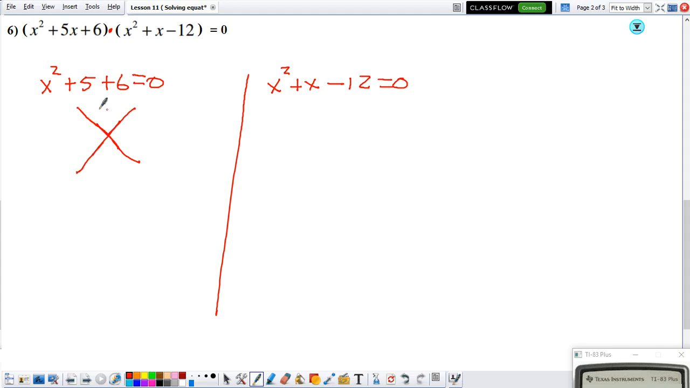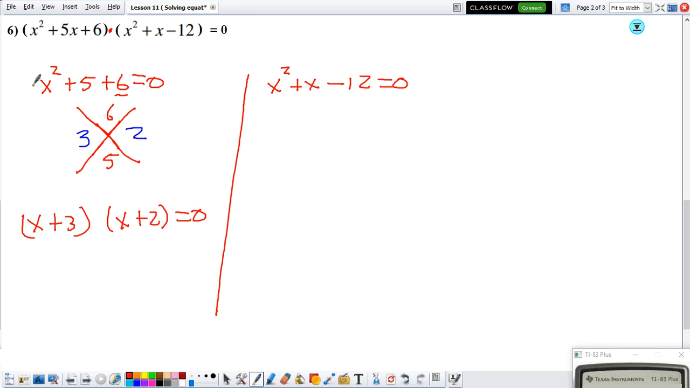I'm looking for two numbers that if you multiply give you the last number, 6, and if you add them up, give you 5. So what are two numbers that multiply to give you 6, and add up to give you 5? Well, those two numbers are 3 and 2. So the original we can factor out as x plus 3, x plus 2 equal to 0.